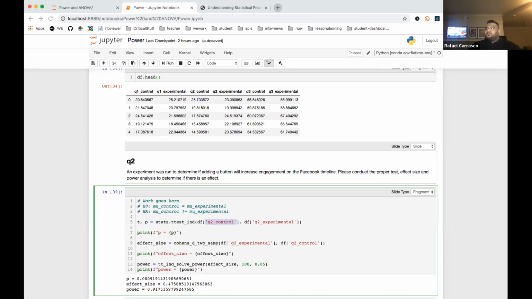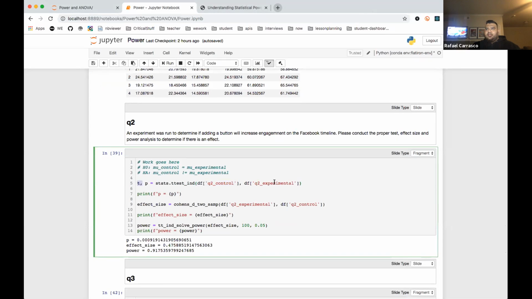All right, cool. So for this first one, you just have to use these two columns of data, the control versus the experimental. So you can run it and get your p-value. You can calculate your effect size similarly. And then you can do a power analysis, getting your effect size. There's 100 observations, and then an alpha value of 0.05.